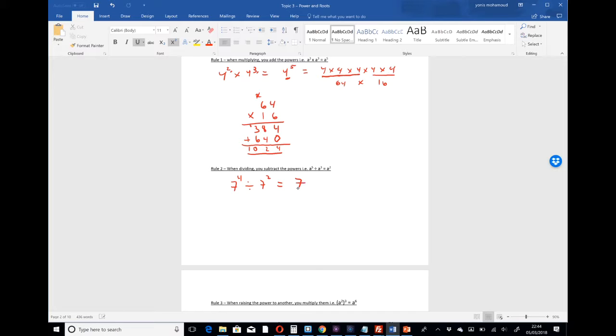So I'm going to write the 7 down as they're both common, and then I'll have a look at the powers. So what is 4 take away 2? It's 2. And 7 squared means multiply 7 to itself twice, and 7 times 7 is 49, and that's your final answer.